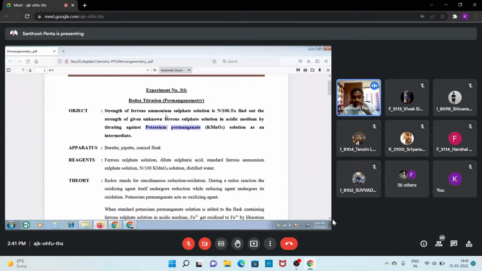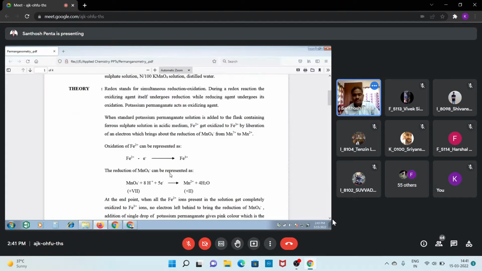In this titration, ferrous ammonium sulfate is acting as a reducing agent and potassium permanganate is acting as an oxidizing agent. So potassium permanganate will oxidize the ferrous ammonium sulfate. When all the ferrous ions are converted into ferric, the extra drop of potassium permanganate gives a purple-red, or reddish, color.